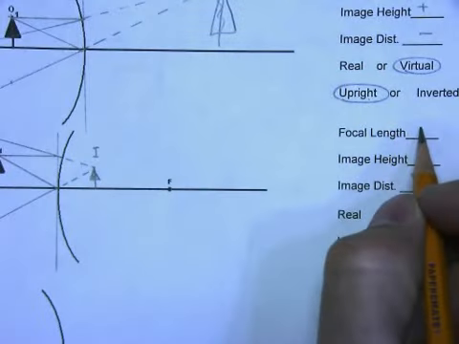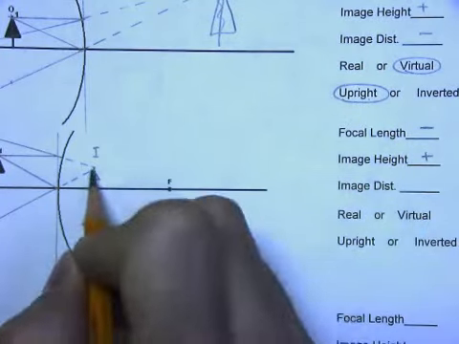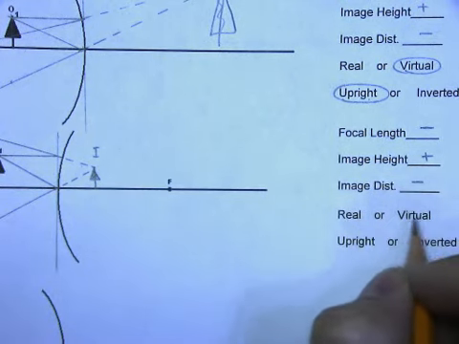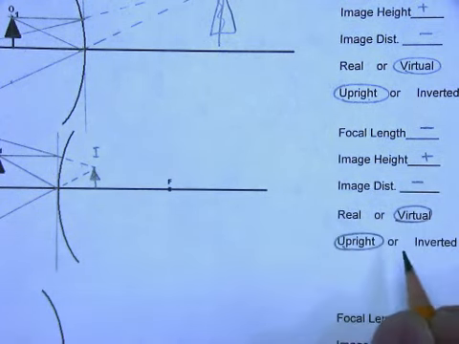The focal length here is negative. The image height is positive because it's upright again. The image distance is negative because it's also virtual.